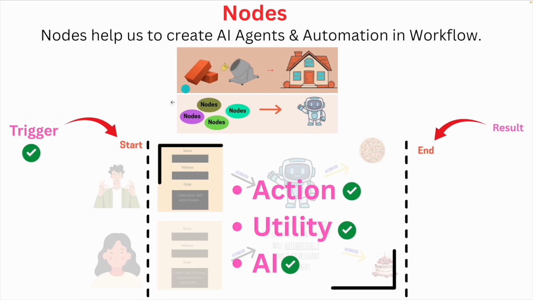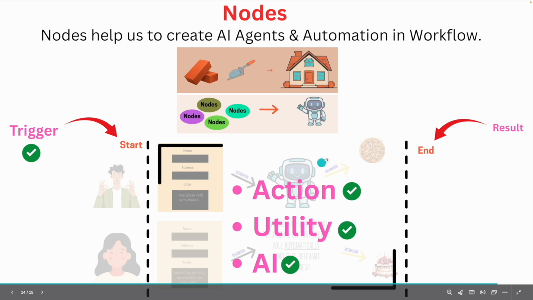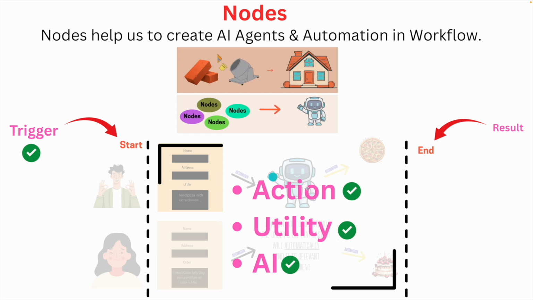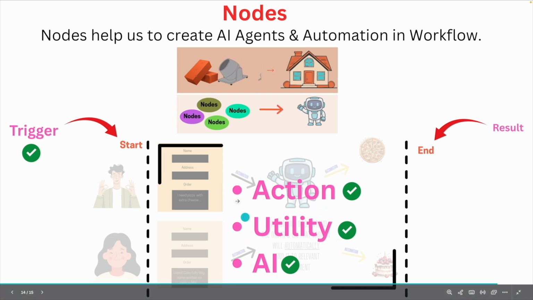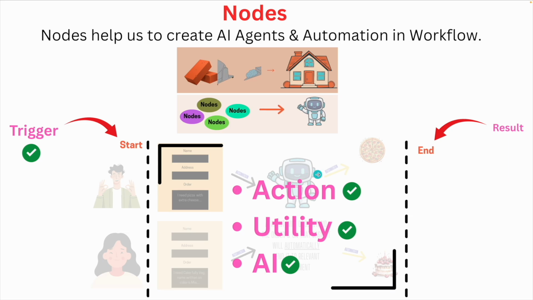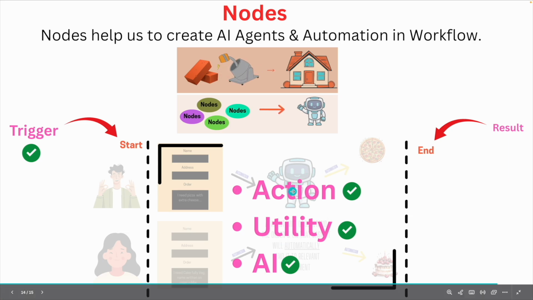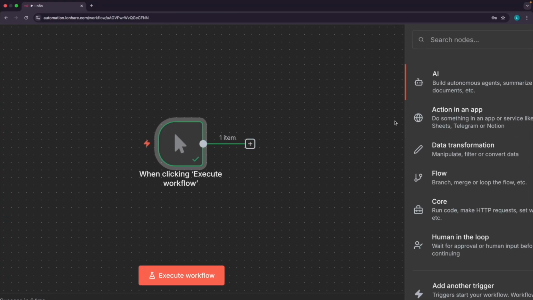Now, when your automation starts, plenty of things are going to happen inside it. For example, let's say people fill in the form, then the automation sends that to the robot. AI will analyze whether it's related to pizza or cake, then according to that it will send it to the specific department. All this backend part, you can do using the action, utility, and AI. So here you can see action, AI, and this utility.